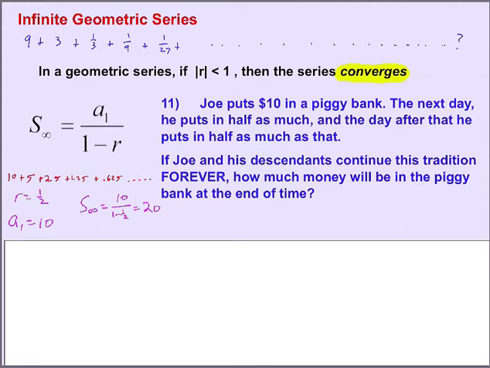How much of that is just in the first 3 terms? He's already up at $17.50.